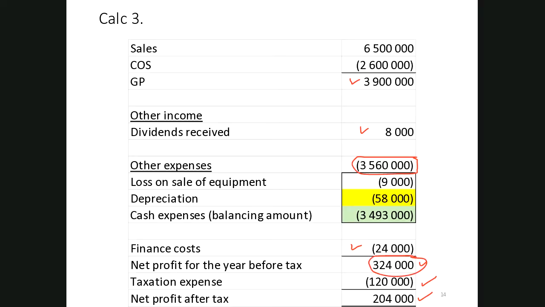But can you see that if you know the gross profit and you know the dividends and you know the finance costs and you know the net profit, this becomes a balancing amount. In other words, if I take that 3.9 million and I add 8,000 and I subtract 24,000 and then I subtract 324,000, it's going to give me the other expenses, because that's the amount that's missing. It's like putting a puzzle together. You're putting in the piece that's missing.